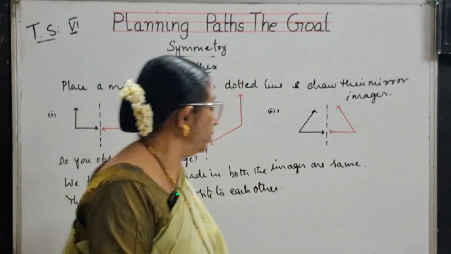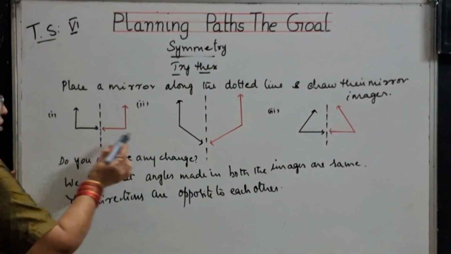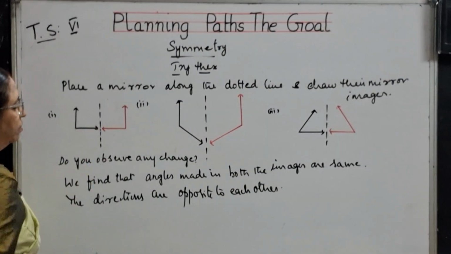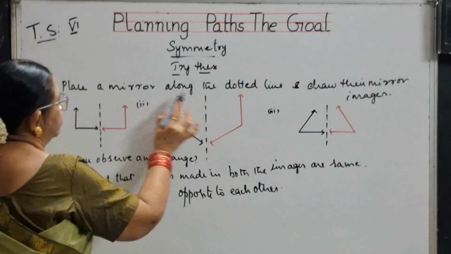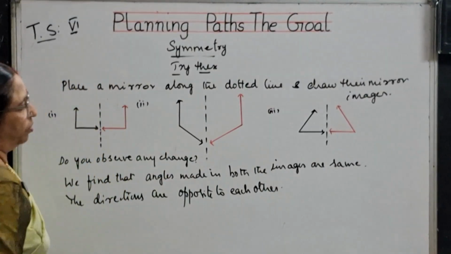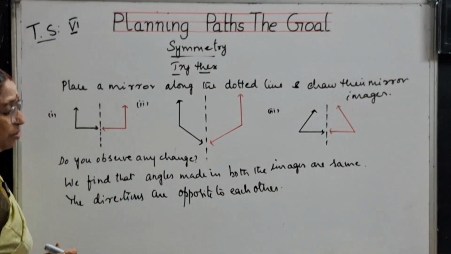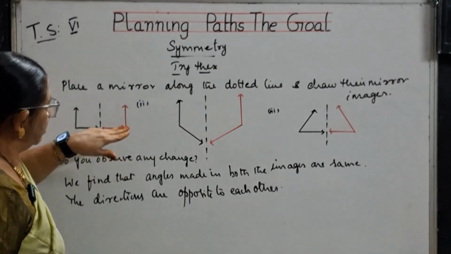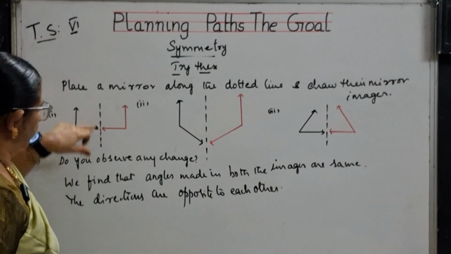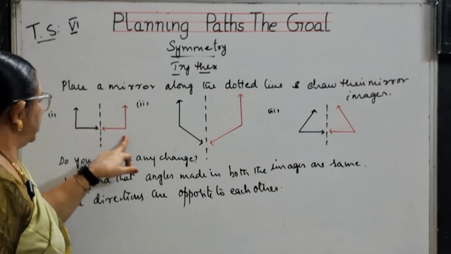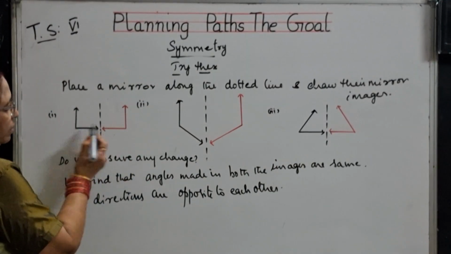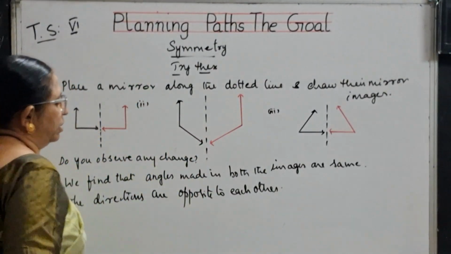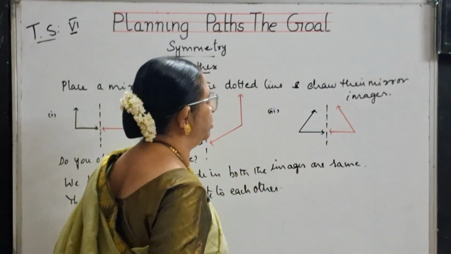Now do these sums, children. In this, you have got another figure. They have given these black ones that I have drawn. They are the actual figures they have given, and the question is, place a mirror along the dotted line and draw their image. If I keep a mirror and show you, it's not possible. So this red one is the image which you will be getting through the mirror. When you keep a mirror here, inside the mirror you will be getting it like this. So for this figure, this is the image, and for this figure, this is the image which you will be getting, and for this figure, this is the image we will be getting.